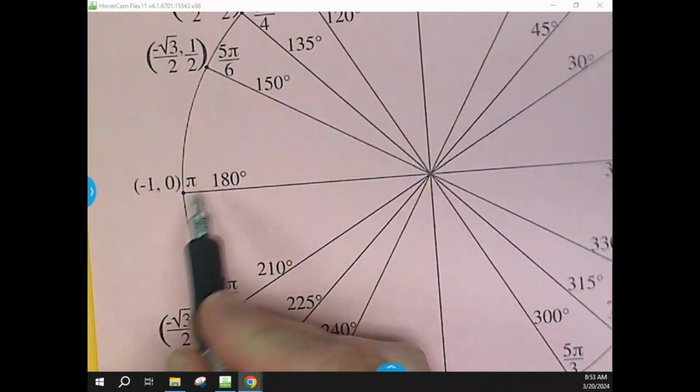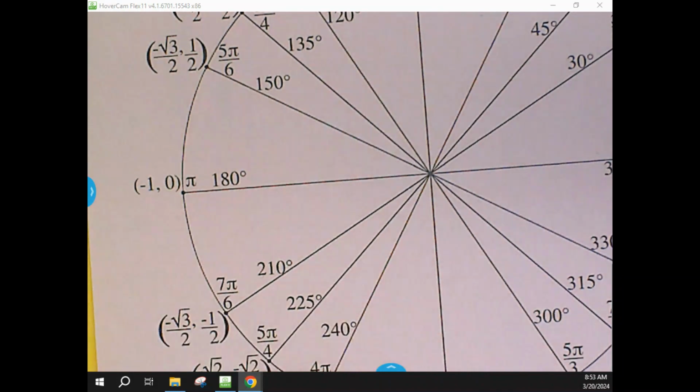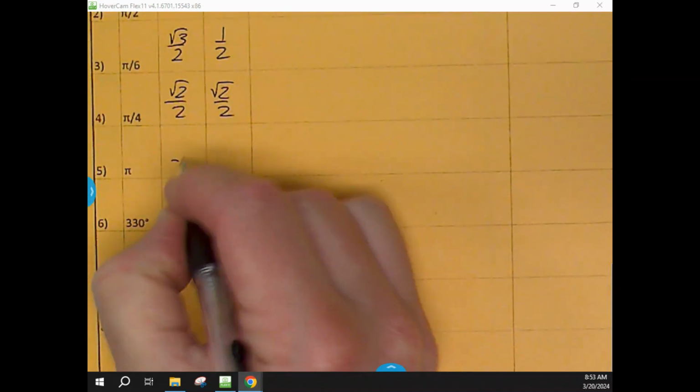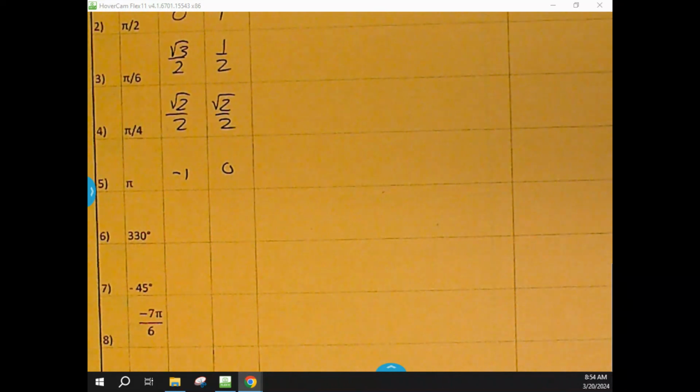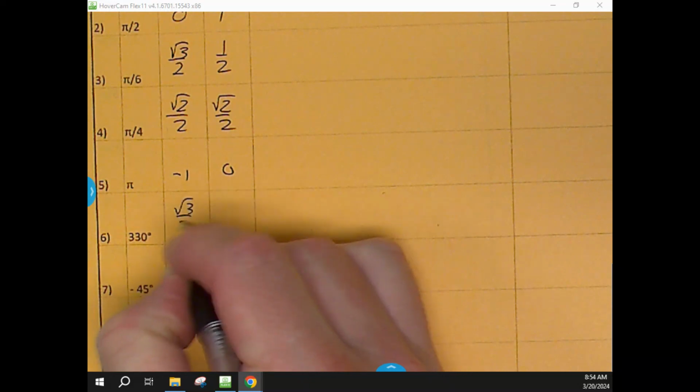Okay, at pi, that's negative 1, 0. All right, at 330, that one should be square root of 3 over 2 and then negative 1/2.